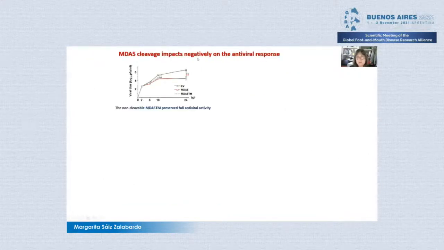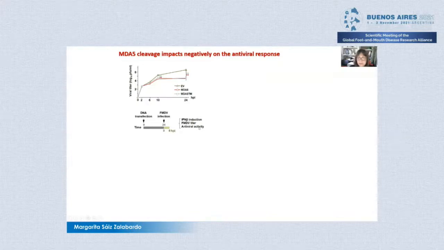And last, we wanted to analyze if MDA5 cleavage was impacting somehow on the antiviral response exerted by the helicase. And for that, we took advantage of the cleavage-resistant MDA5 triple mutant, which interestingly preserved its antiviral activity. You see here, its effect on FMDV growth was basically the same as the wild-type protein. We did again these transfection and infection experiments and checked interferon induction, viral titers, and antiviral activity.